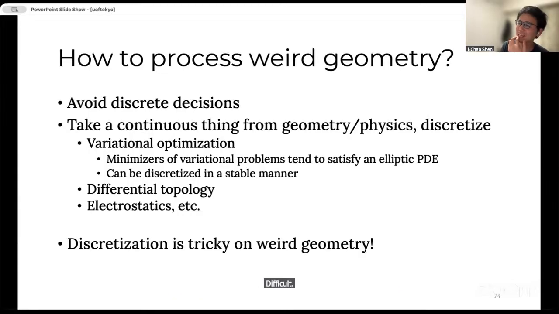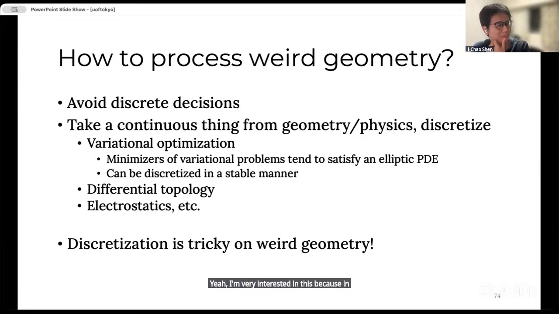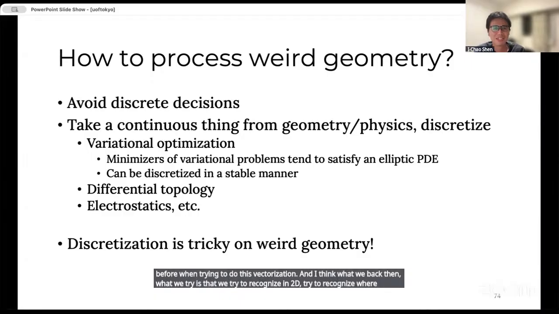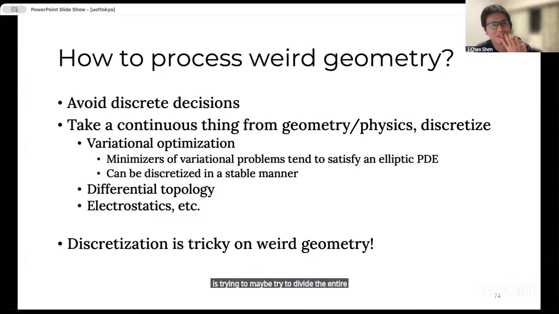I'm very interested in this because in one of the previous works I did, when trying to do vectorization, what we tried back then was to recognize in 2D where the corners are first, and divide the entire problem into a lot of sub-regions or sub-problems.